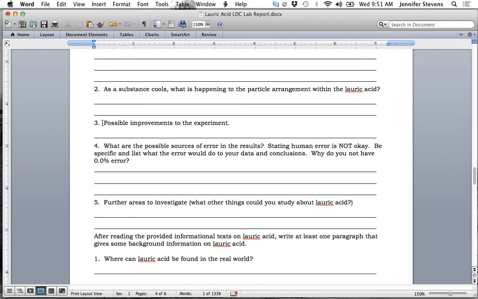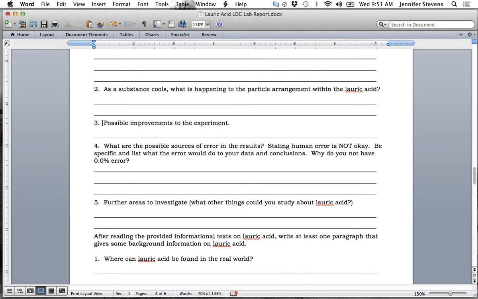A general thing here is improvements to the experiment. How could we make this experiment better? And this is making sure that our results are valid. It doesn't mean that the experiment itself was bad or had any problems, but how can we make sure that the results that we got are the true results for our sample of lauric acid?